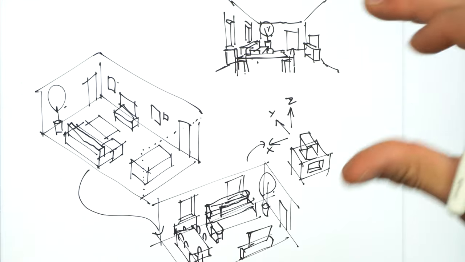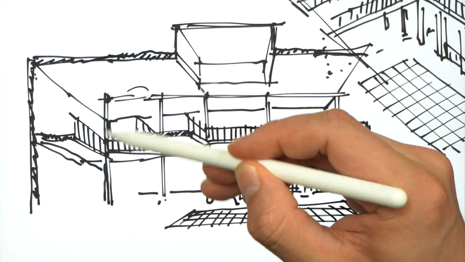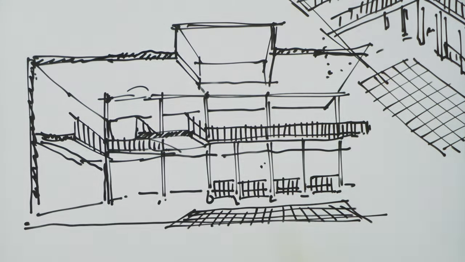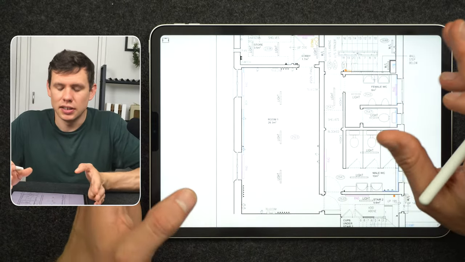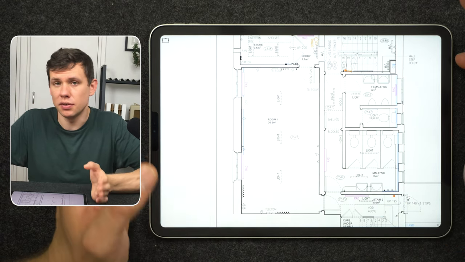I'll share with you some of my approaches and thoughts and techniques on how I think about this problem and how I design in 3D. Okay, so there are a couple of approaches I'm going to show you. The first one is how to use plans to visualize space in 3D. It's quite a straightforward way to do that.